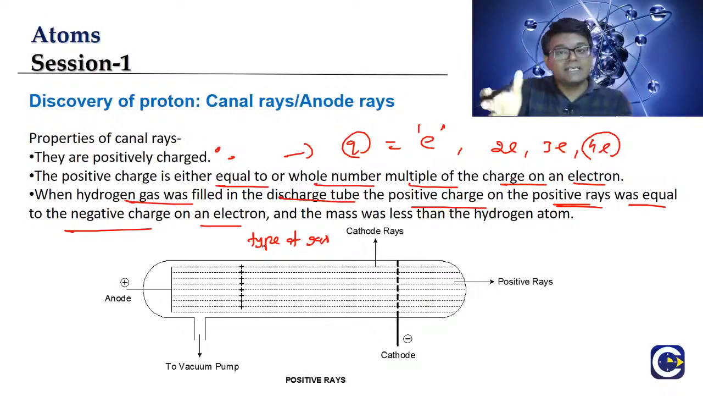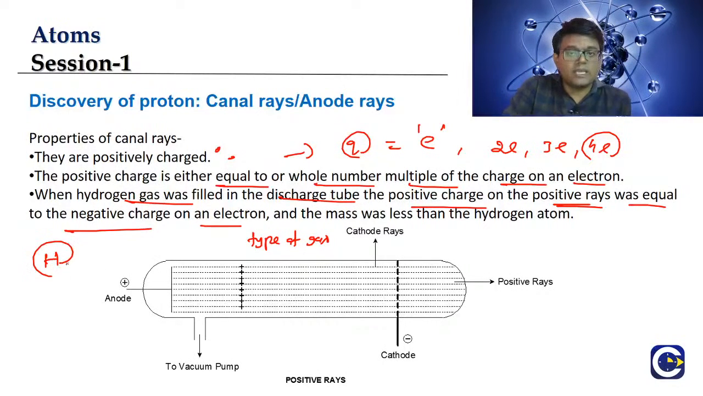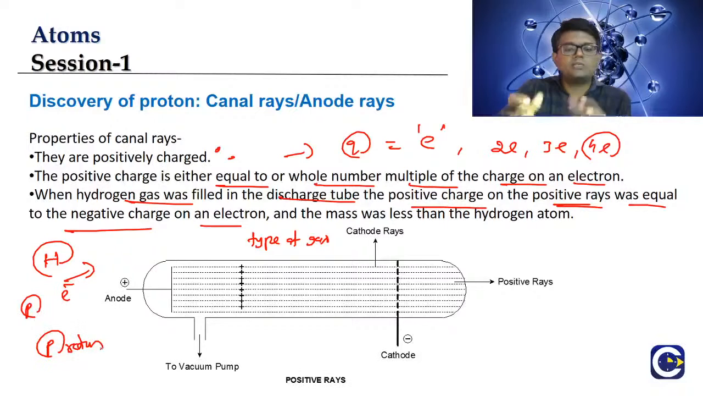In hindsight, we can now understand why this happens. Since we know today that hydrogen has a proton and an electron, if the hydrogen atom loses an electron, what remains is nothing but the proton. And the charge on the proton will be exactly equal to the charge on the electron.